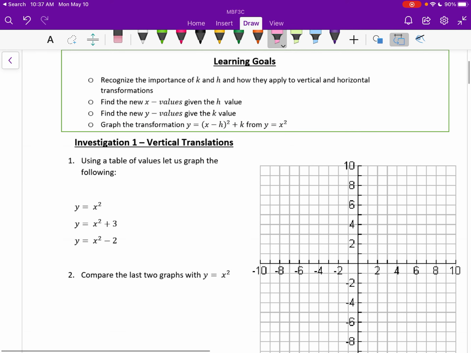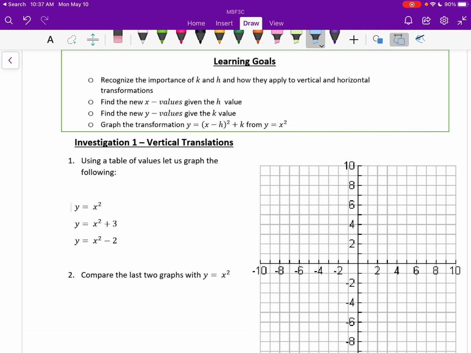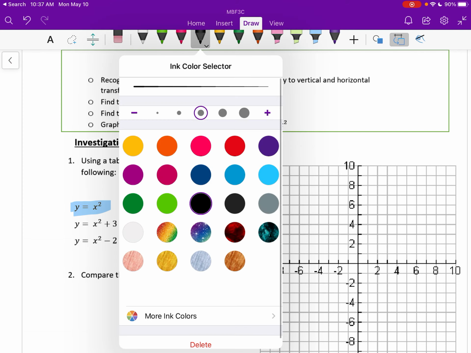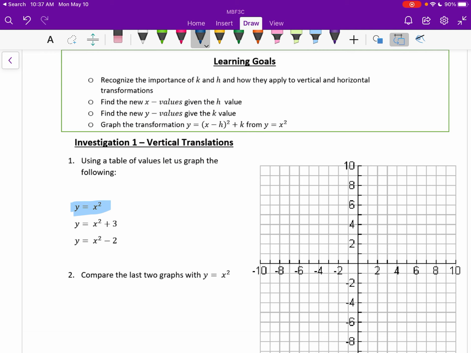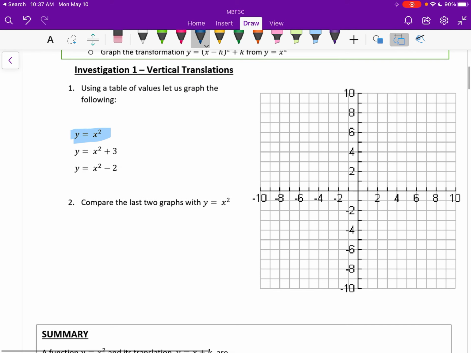All right, so we're just going to get started here. We're going to start off with taking up the investigation that you were going to do on your own. I'm going to use these highlighters, so we'll make our original graph, just x squared as a function, blue, right? So we'll make that one blue, and then we'll go on from there. I asked you to graph these. You could do it with the table of values, so I'm just going to go in and draw my table of values for each of these.